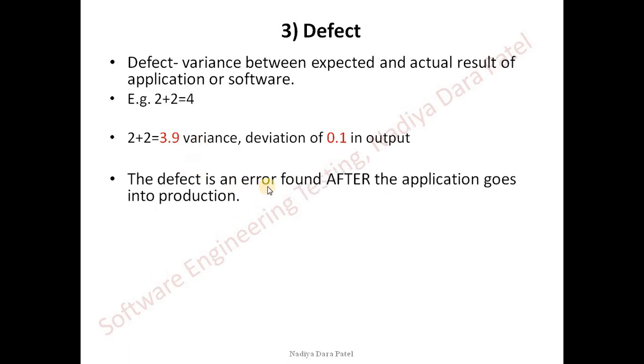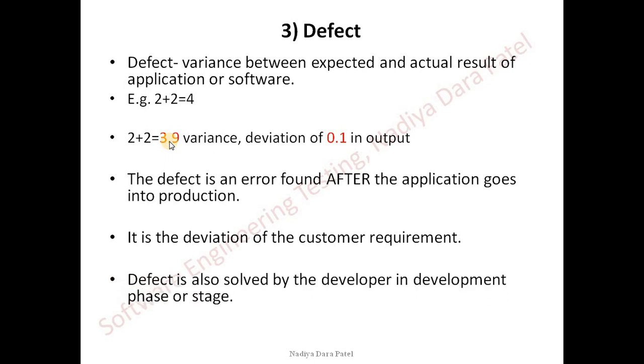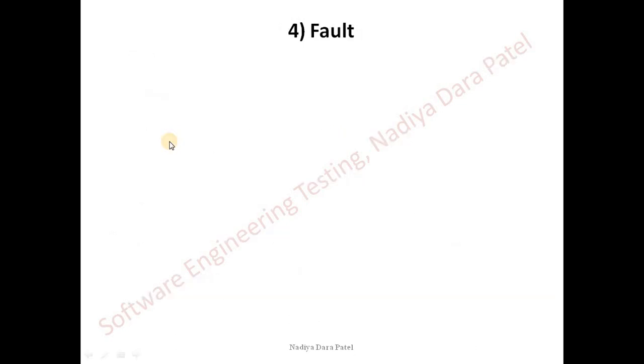So the defect is an error found after the application goes into production. It is the deviation from the customer's requirement. The customer wanted the answer or output as 4, but the answer has deviated by 0.1 and it is showing you 3.9. So it is a deviation. A defect is also solved by the developer in the development phase or stage.